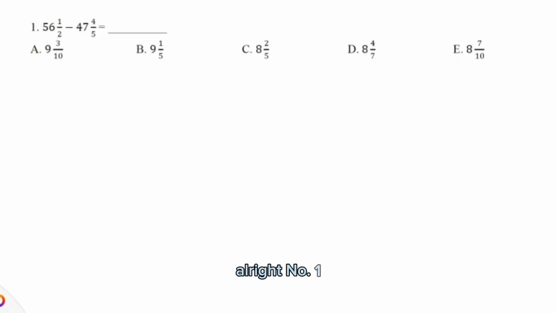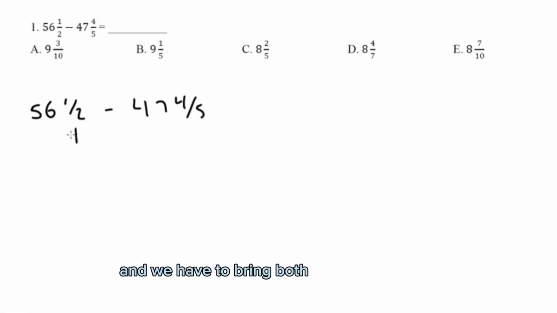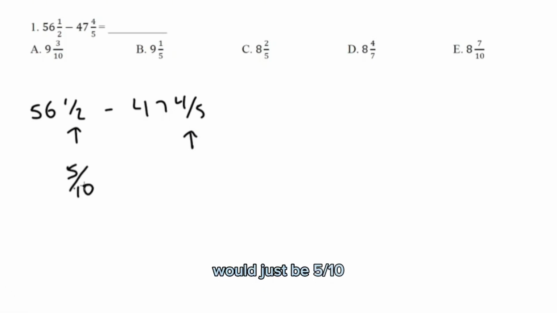Alright, number 1. 56 and a half minus 47 and 4/5. This is a pretty simple problem. The first thing we need to do is take both of these mixed numbers, 56 and 1/2 minus 47 and 4/5, and bring both of these fractions to a common denominator. The common denominator of 2 and 5 is 10. So 1/2 under the common denominator of 10 would just be 5/10, and 4/5 under the same denominator would just be 8/10.